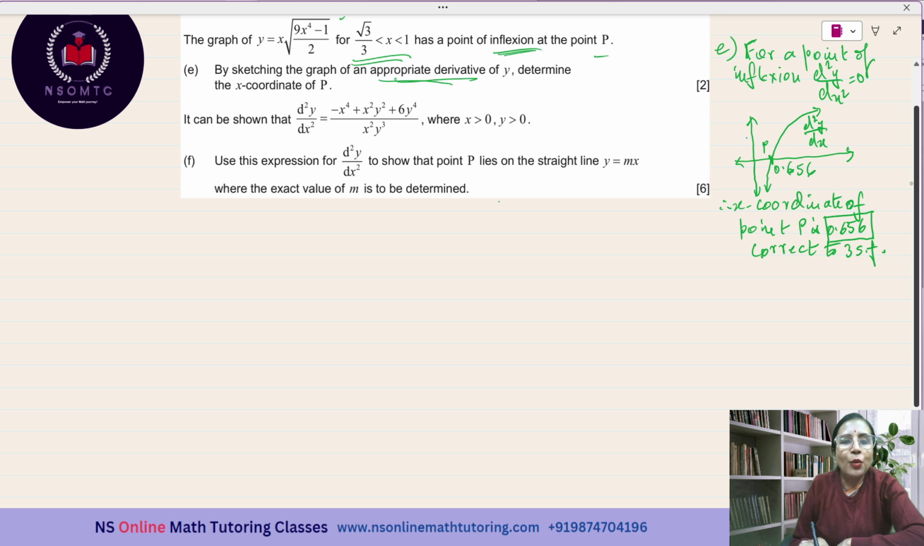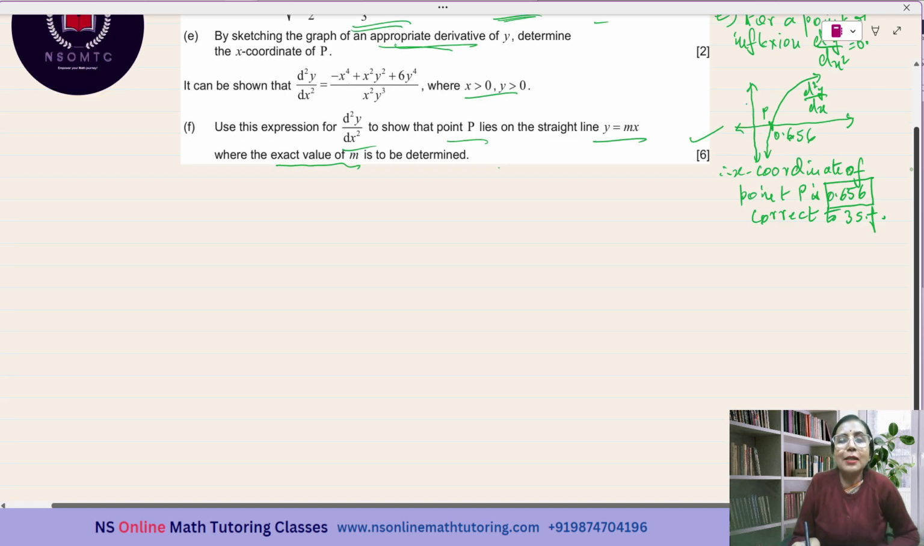Okay, coming to the last part of this question. It can be shown that d2y over dx square is equal to negative x to the power of 4 plus x square y square plus 6 times y to the power of 4, whole divided by x square y cubed, where x is greater than 0 and y is greater than 0. So part F's question is, use this expression for d2y over dx square to show that the point P lies on the straight line y equal to mx, where the exact value of m is to be determined. It is containing 6 marks.